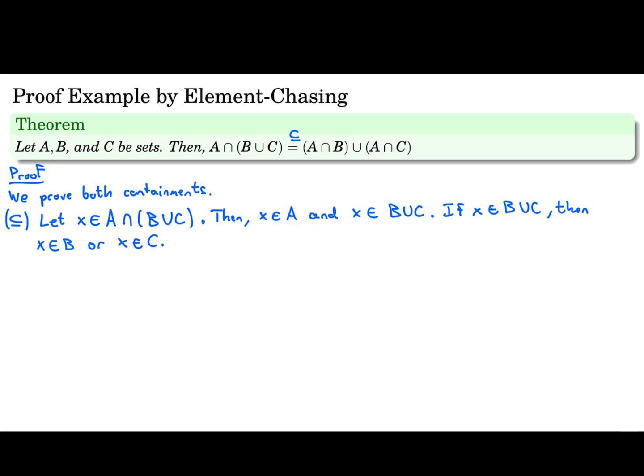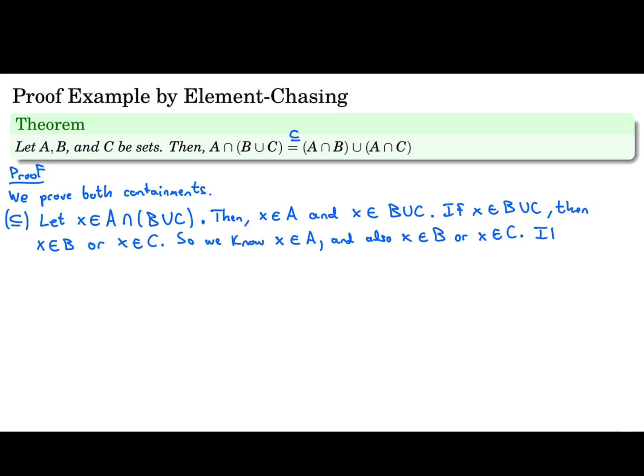So what we know now is that x belongs to A, and also that x belongs to B or x belongs to C. So we know that it belongs to A, but also it has to belong to B or to C. So we have two cases essentially.